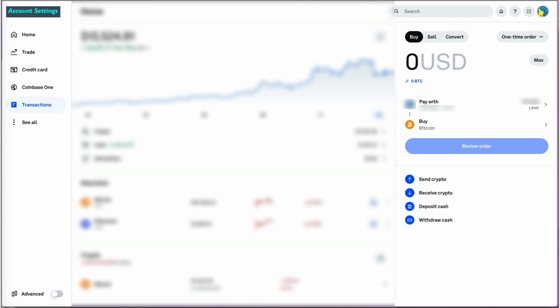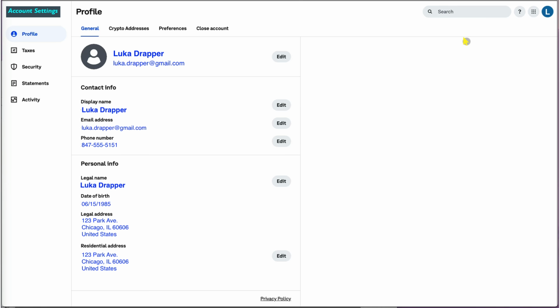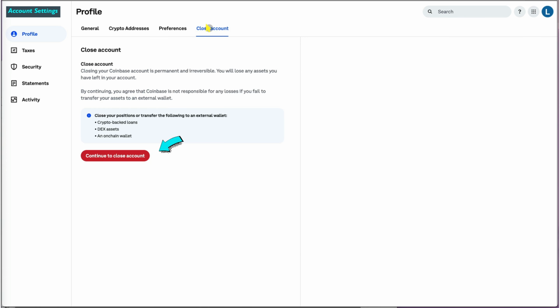Now let's look at some account settings. Click your avatar in the top right corner and select Manage Account. Under Profile, you will see your name, contact details, and personal information that Coinbase requires for verification. You will also see your crypto addresses. These are unique wallet addresses used to send and receive cryptocurrency. There is also an option here to close your account.